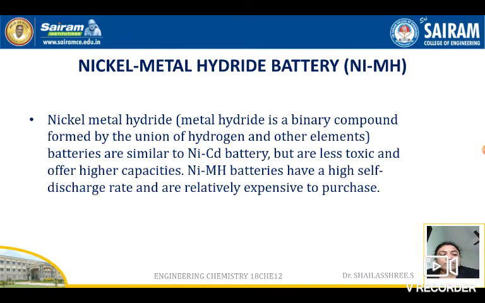The nickel cadmium battery is an example of alkaline storage cells, a secondary battery. So in place of cadmium, metal hydride is used here. These batteries are considered to be less toxic. Cadmium is not good for any living things. It is toxic. So compared to the nickel cadmium batteries, these batteries are less toxic.